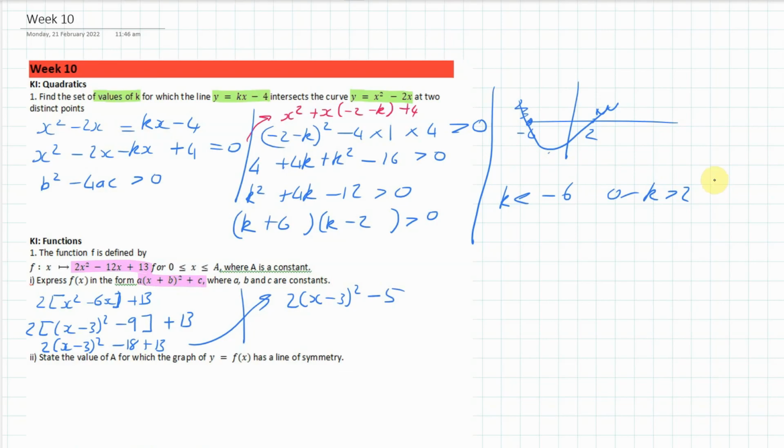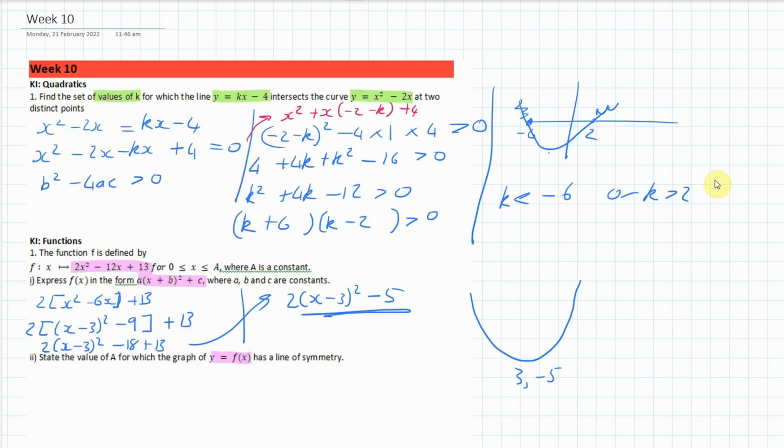And now the next step asks us to state the value of a for which this graph has a line of symmetry. So where is the line of symmetry? Well, 0 is less than or equal to x is less than or equal to a, where a. Okay, so we need a line of symmetry. Okay, so we know that the minimum point of our graph is at 3, negative 5. Okay, you know that from looking at this completed square version.